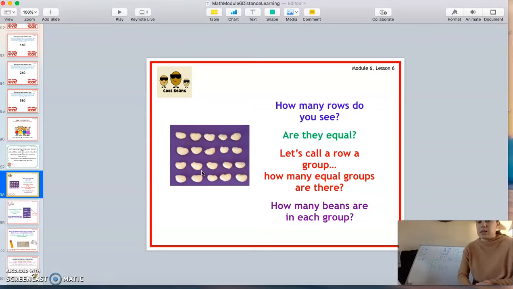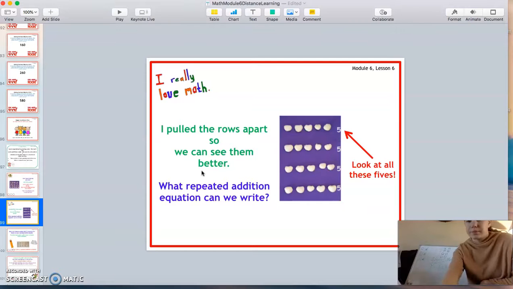How many beans are in each group if we do it by rows? Good, there are 5 beans if we do it by rows. So I did this. I pulled the rows apart so we can see them better. We're going to write a repeated addition equation for this. So if you look, they did it by rows, and each row they wrote a 5 next to it, so you can see it better.